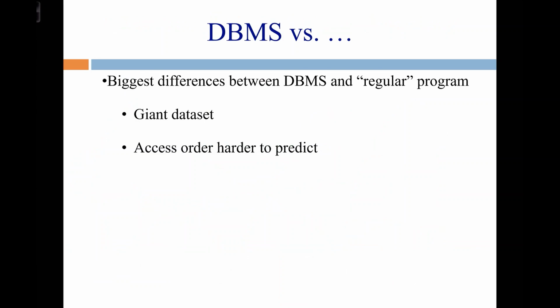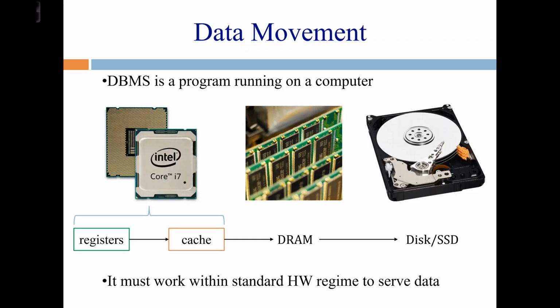So the biggest differences between a DBMS, which itself is just a program, and any other program, is that a database is dealing with a gigantic data set, much more than you usually have to worry about when writing most programs. And the access order to that data is harder to predict than it is in most programs. So what this means is that for a DBMS, we're going to have to rethink how it interacts with the hardware. It is just a program like any other program. It's running on the same kinds of hardware.